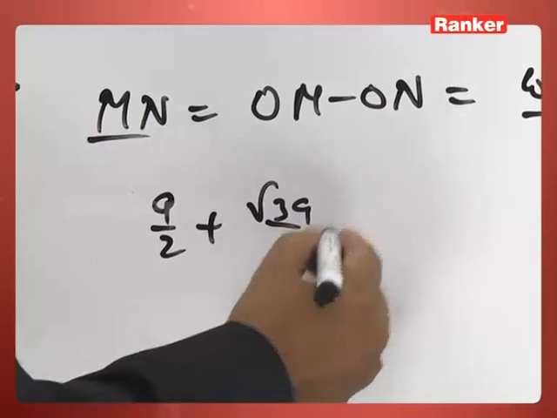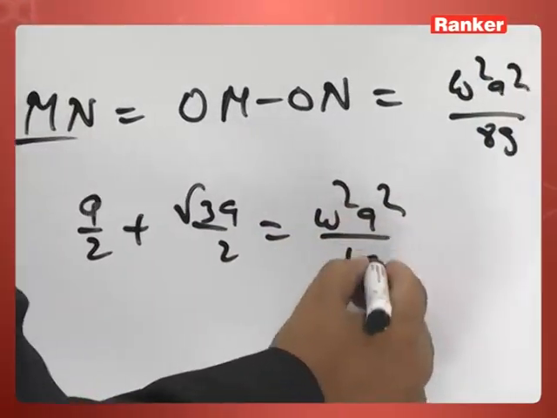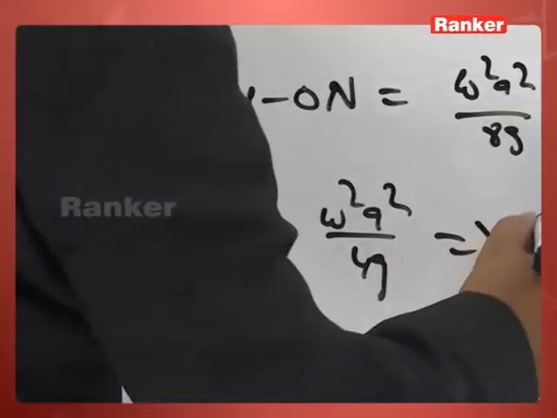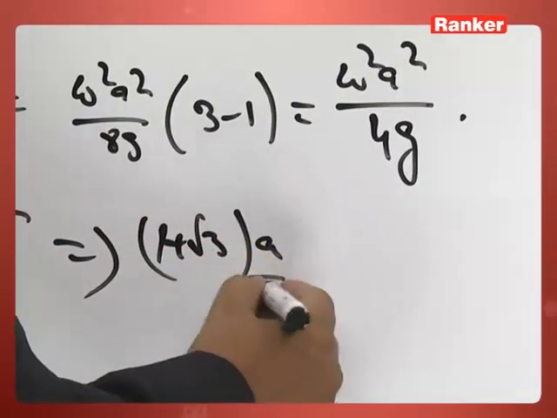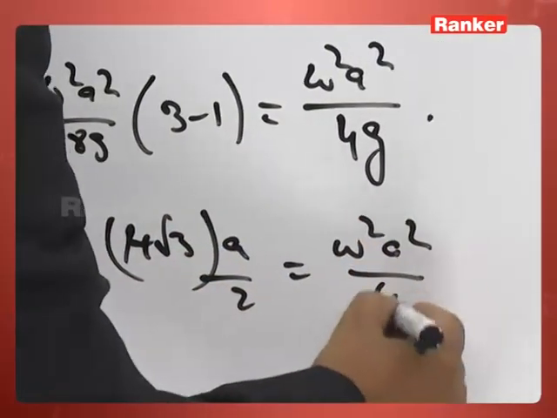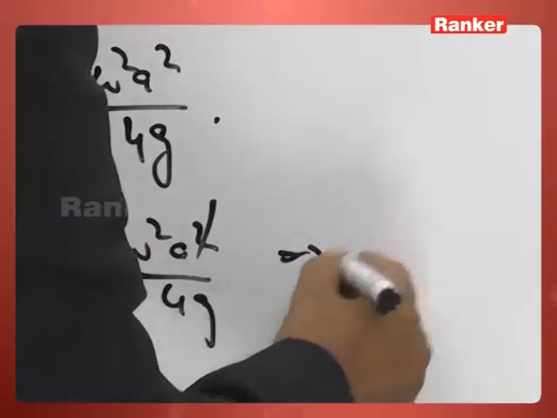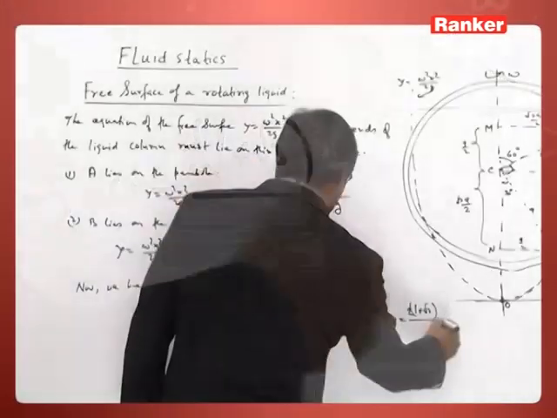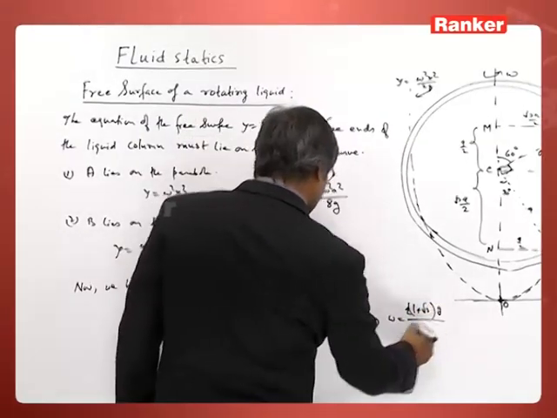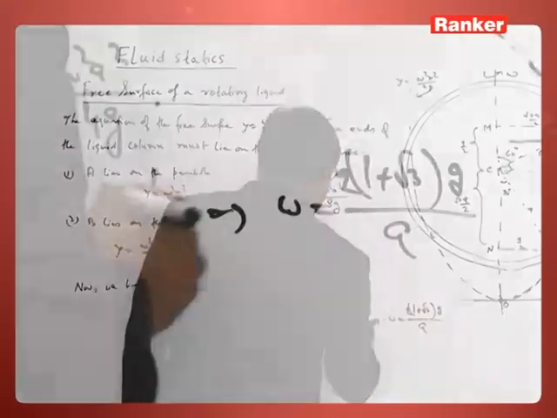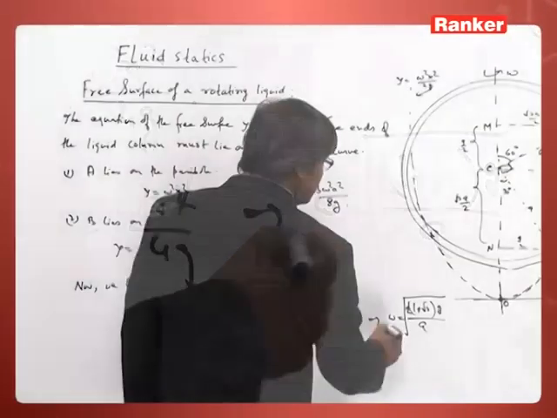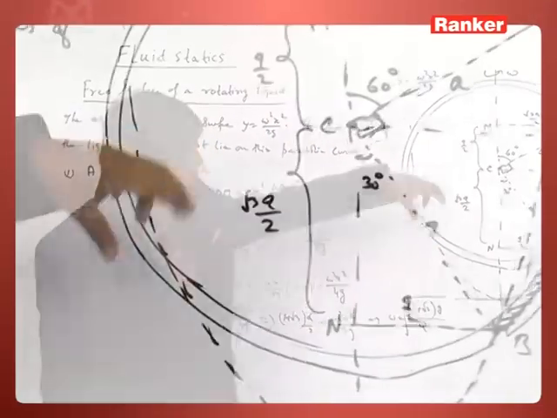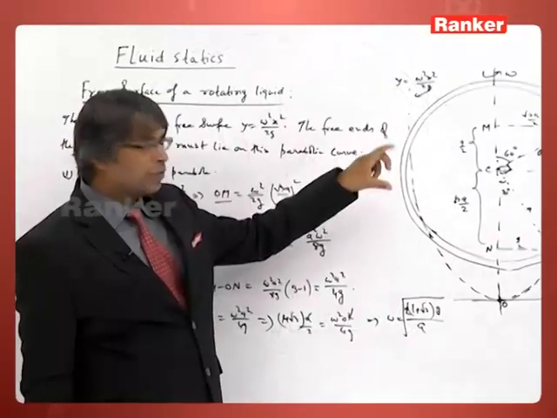And this MN is itself equal to A by 2 plus root 3 A by 2, which is A by 2 times 1 plus root 3, equal to omega square A square by 4g. A cancels, which implies omega is equal to root over 2 times 1 plus root 3 times g by A. So, thus we see how we have used the concept of the free surface of a liquid to determine the new position of the rotating liquid column.